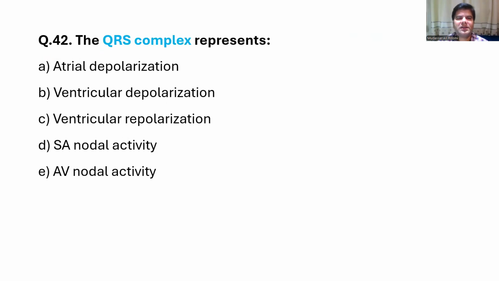Next question is, QRS complex represents, options are A atrial depolarization, B ventricular depolarization, C ventricular repolarization, D SA nodal activity, E AV nodal activity. And the answer is, QRS complex represents ventricular depolarization. So you should know in ECG what P wave represents. So P wave represents atrial depolarization. QRS complex represents ventricular depolarization. And the T wave represents ventricular repolarization.